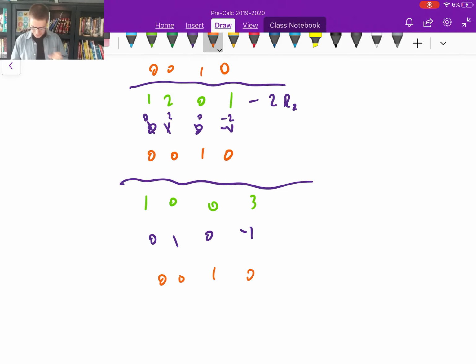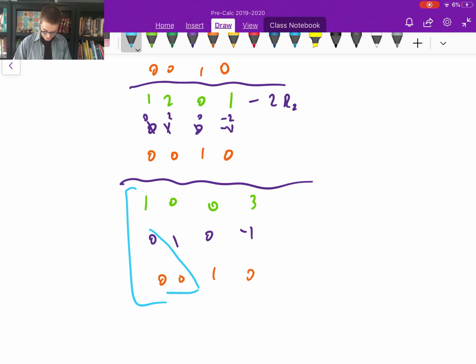Great. And so now this is what's called reduced row echelon form. You can tell it's a reduced row echelon form because it's got a triangle of zeros on the left, a triangle of zeros on the right, and everything in the center is a stream of ones. This is called reduced row echelon form.